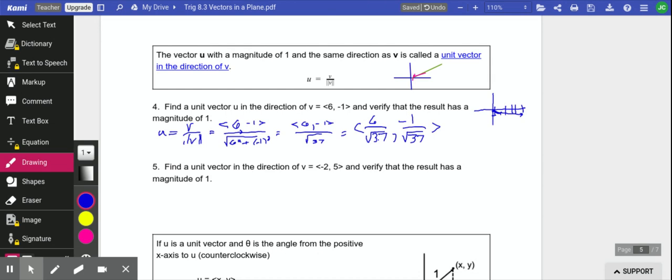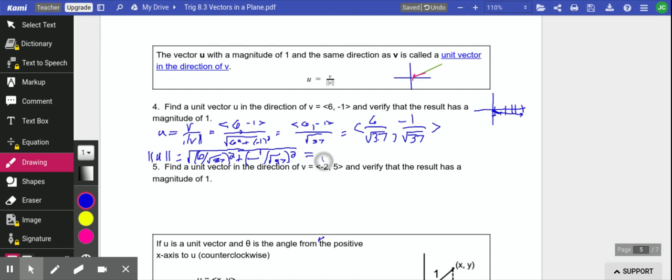Now, this is on your homework. You have to verify that this actually has a magnitude of 1. So we want to find the magnitude of our new unit vector of u. So remember, that's just the distance formula. We're going to use the modified distance formula. So we're going to take the square root of our x component, 6 over root 37 squared, and our y component, -1 over root 37 squared.